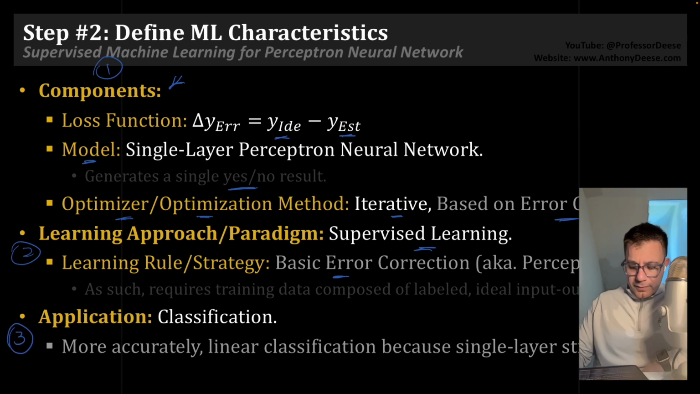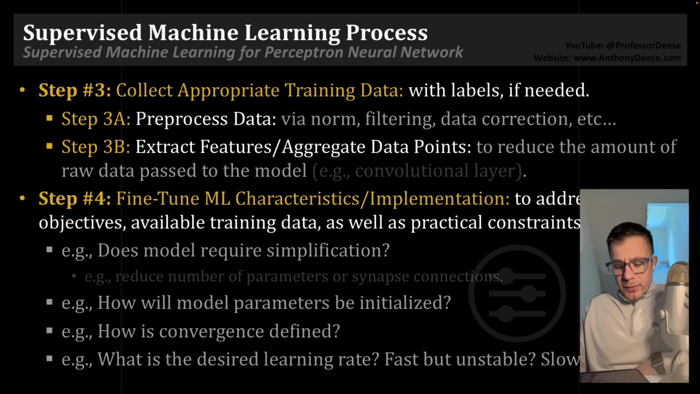The third characteristic is the application or the application type, which in this case will be classification. We're trying to classify inputs into various categories, or more accurately, we're going to be working with linear classification. It's linear because our perceptron has a single layer structure, and we'll come back to what that means a little bit later on. So let's move on to step number 3.